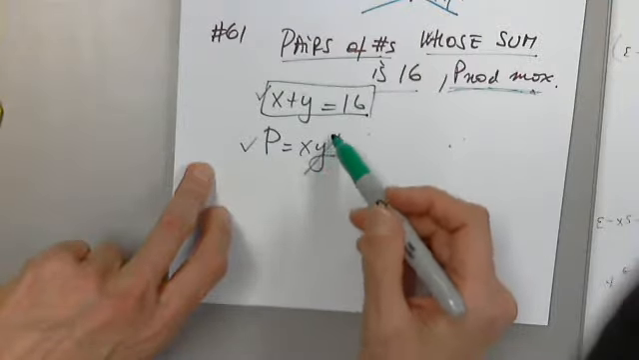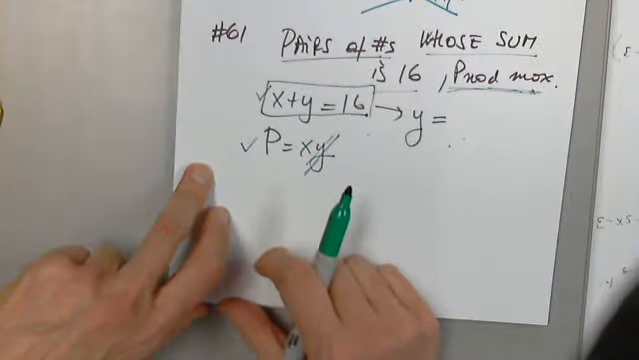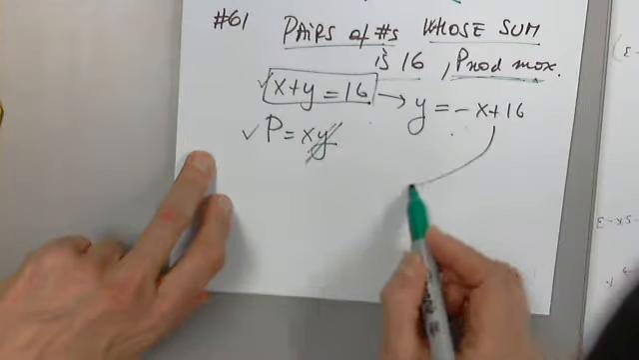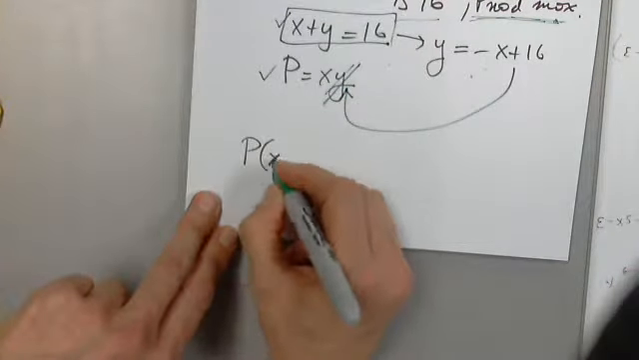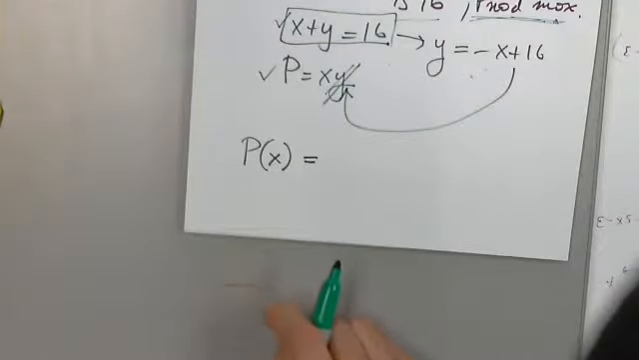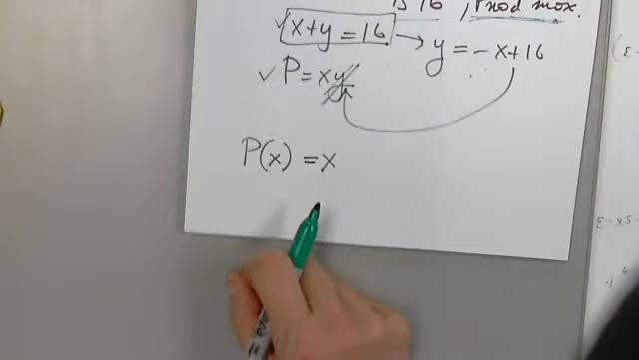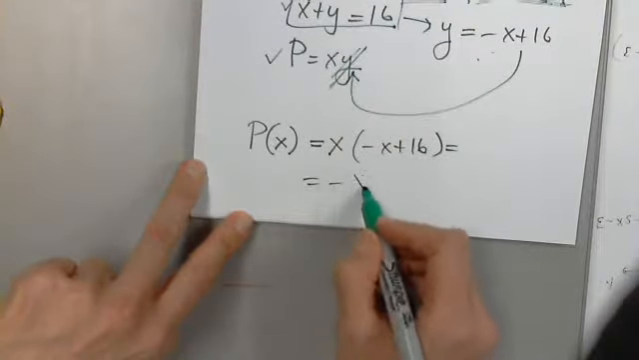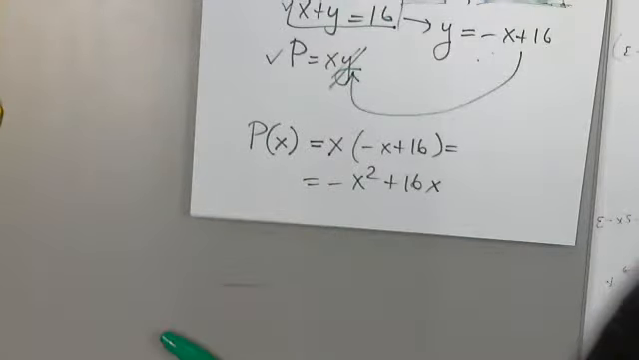Let's suppose we want to eliminate y. I will solve this equation for y. What do I get? Very good. Negative x plus 16. I will replace it in this formula. And now I will say, oh, now the product is only a function of x. So I copy x, and instead of y, I write, very good, awesome. Now I distribute: negative x squared plus 16x, and I say, oh, okay. So I found an expression or a function for the product.